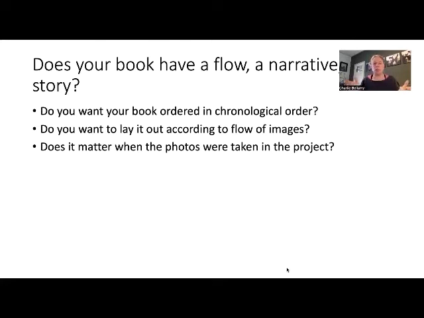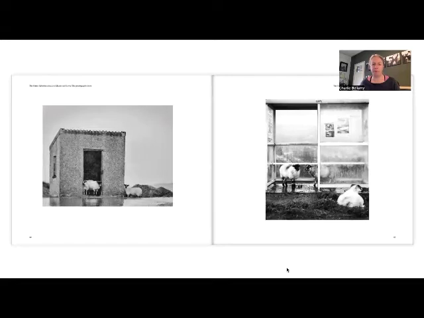Okay, so do you want it ordered in chronological order, or do you want to lay it out according to a flow of the images? So do you want to just lay it out based on, if it's a photo book, you might lay it out more on the style of images or telling a story of the images, even though they don't come in the order that you took them? And does it matter when the photos were taken in your project? I mean, I'm running a project at the moment, and the same with my Master Craftsman project. I ran it over a year. It didn't matter in the end which order the pictures came in, as long as they look cohesive and they ran in a nice fluid way through the book.